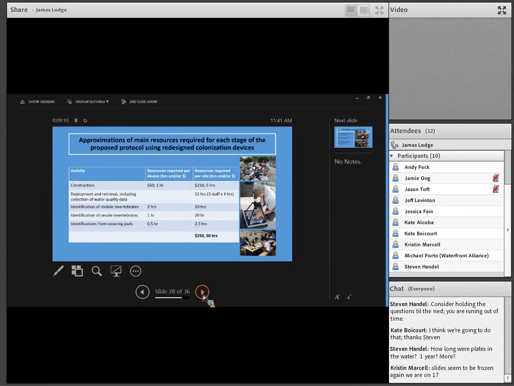For deployment, retrieval and collecting these things, you might want to take about 12 hours, so 4 hours actual field time, and then 12 person hours.